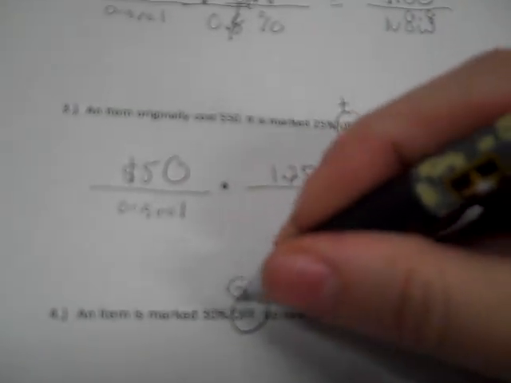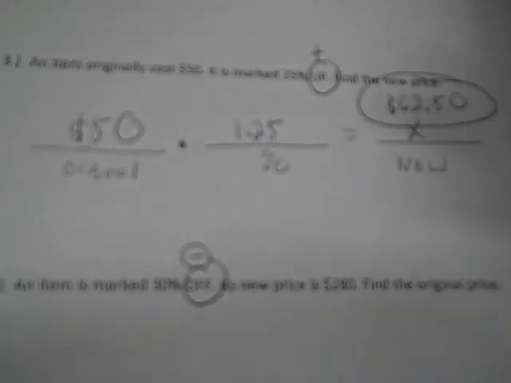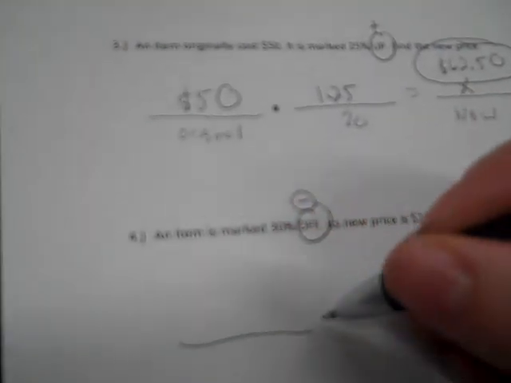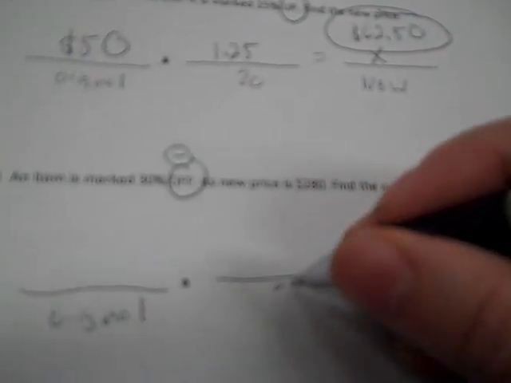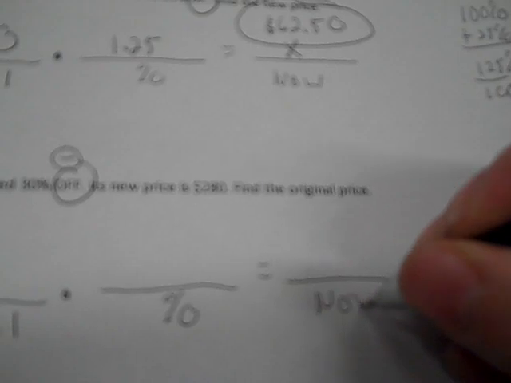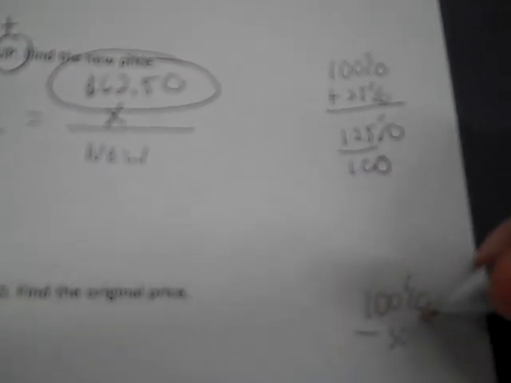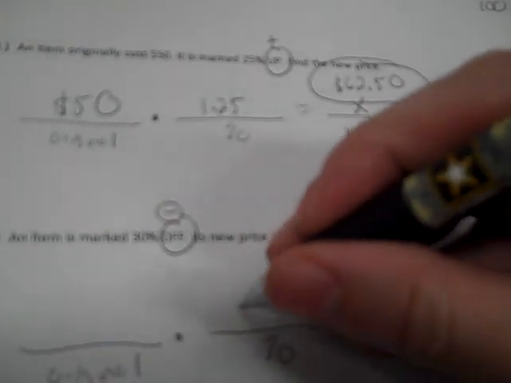Now number four, an item's marked 30% off. Off again means minus. Its new price is $280. Find the original price. So I'm going with this slick little equation. The original multiplied by your percentage equals your new. No exponent needed because it doesn't say per. So I take 100% minus 30%, and that takes me to 70%, and then divide 70 by 100. 70 divided by 100 is 0.7, so my percent factor is 0.7.